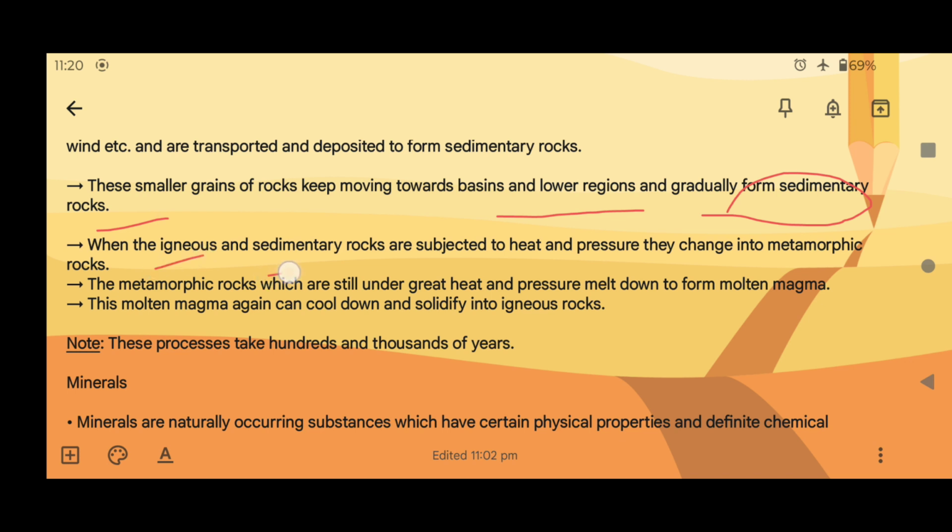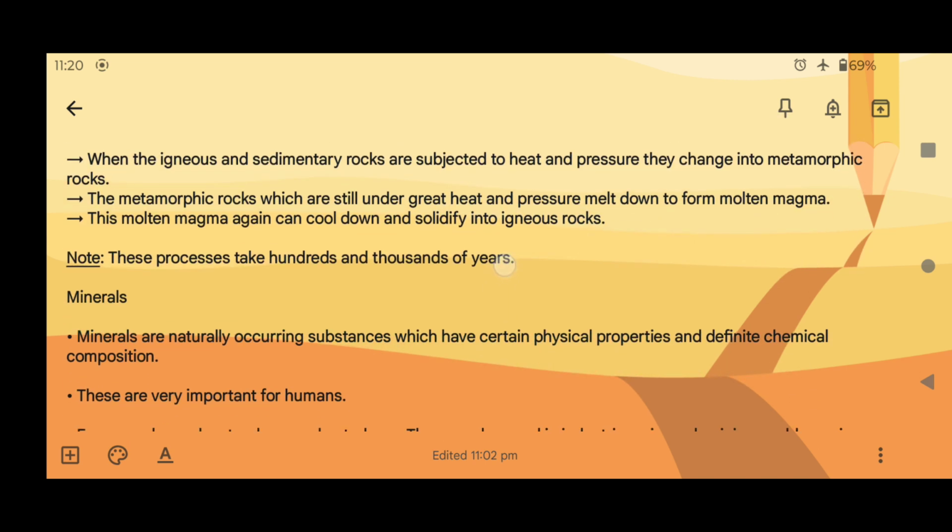When the igneous and sedimentary rocks are subjected to heat and pressure, they change into metamorphic rocks. The metamorphic rocks, which are still under great heat and pressure, melt down to form molten magma. The molten magma again can cool down and solidify into igneous rocks. Note, this process takes hundreds and thousands of years.